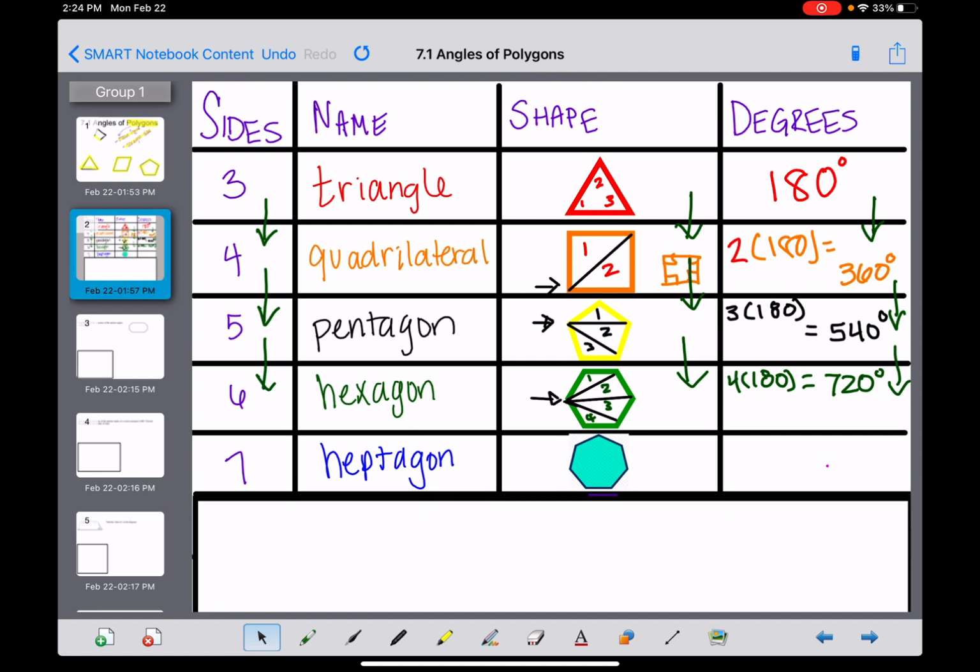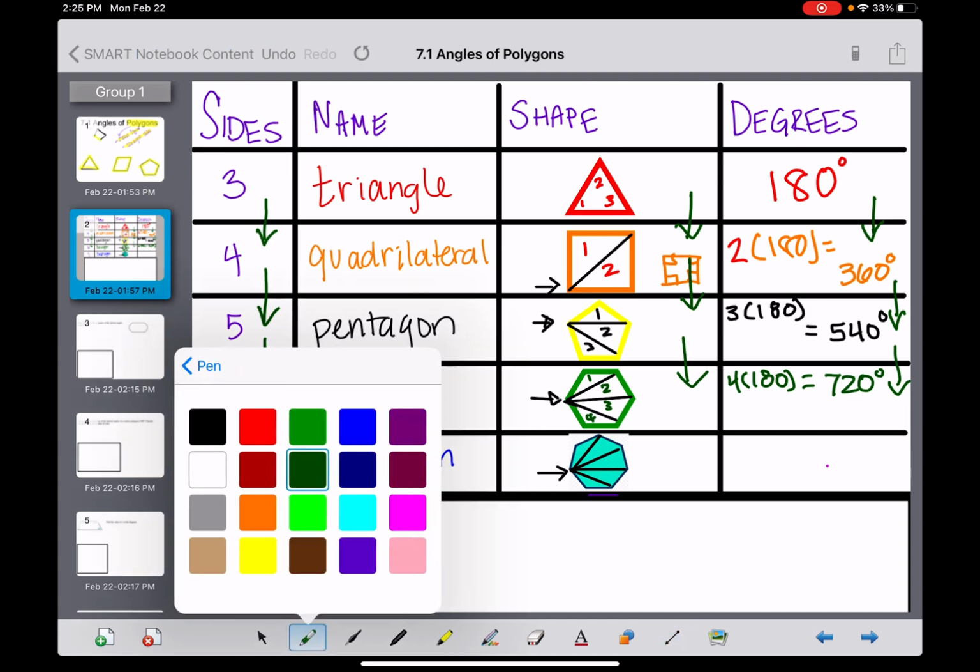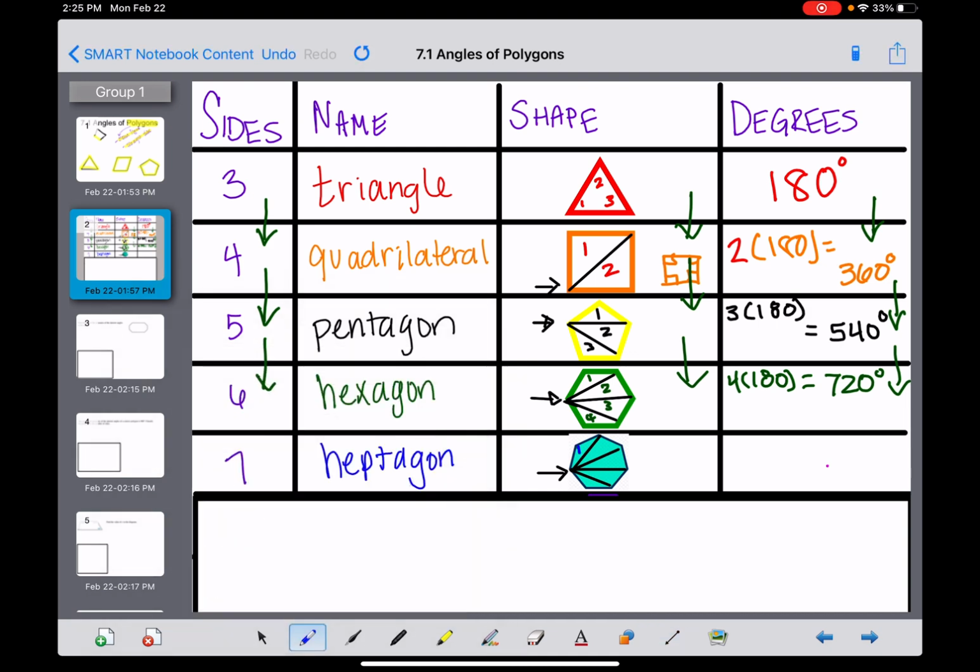So we could continue to draw diagonals for every single figure. A 7-sided figure is called a heptagon. A lot of students like to think it's a septagon, but it is a heptagon. To every non-adjacent angle. But we should already know that the pattern is going to leave us with 5 triangles and 5 times 180 is 900 degrees. So all heptagons is a total sum of 900, just like all triangles is a total sum of 180.